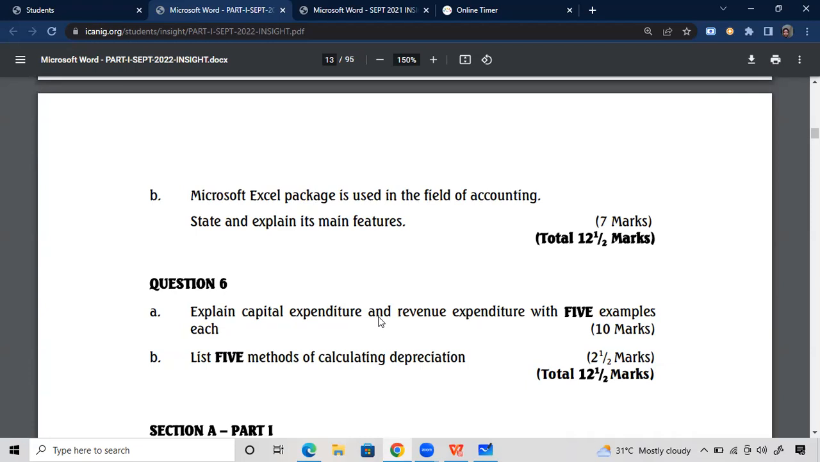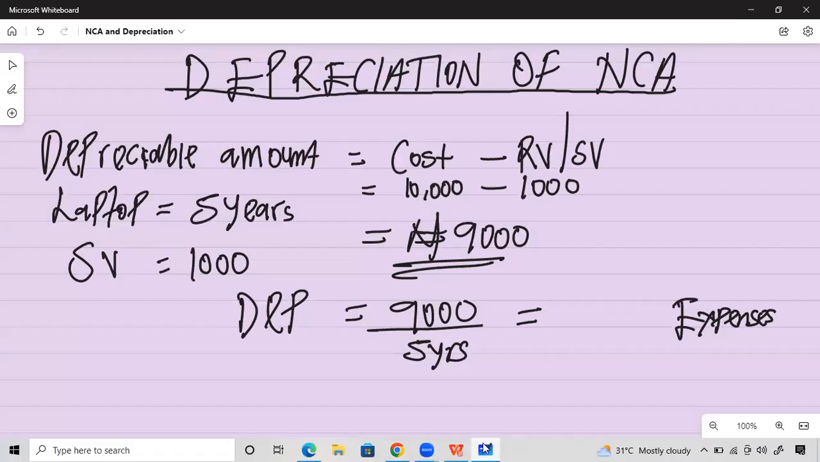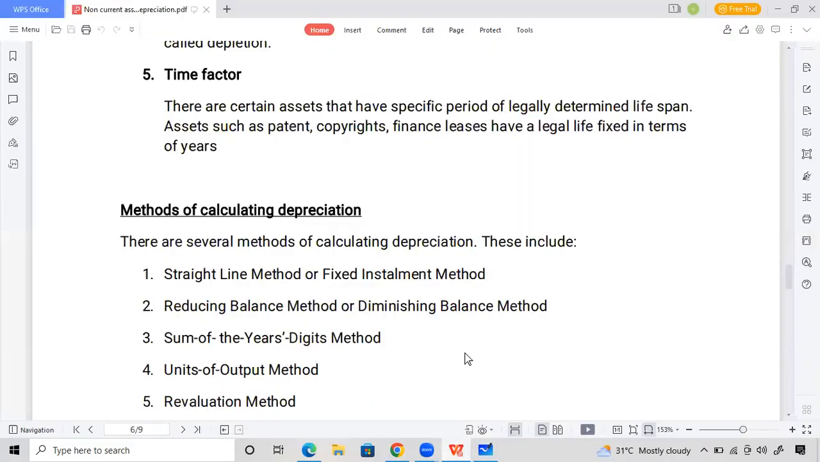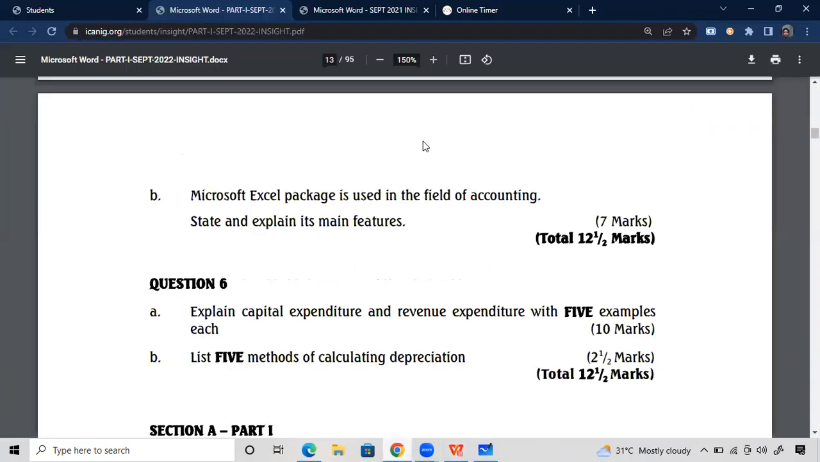List 5 methods of calculating depreciation. So these are the various methods that you can use to calculate depreciation. And how many marks are they going to give you? They're going to give you 2.5 marks for listing. Just list.